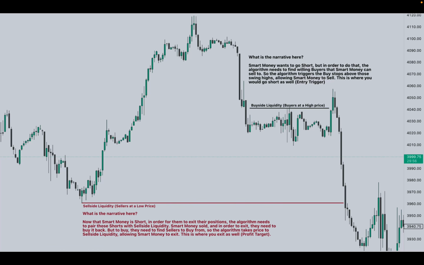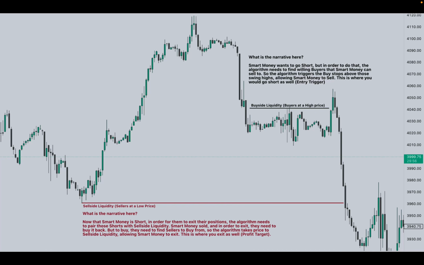You would enter once a pool of liquidity has been raided, and you would look for opposing liquidity to exit your position, knowing that the algorithm is going to seek that opposing liquidity in order to enable smart money to exit their positions. This is basically how smart money internalizes price delivery. This is how they view the marketplace. They're not viewing the marketplace in terms of patterns. They're not viewing the marketplace in terms of traditional support and resistance. No. All they care about is liquidity.